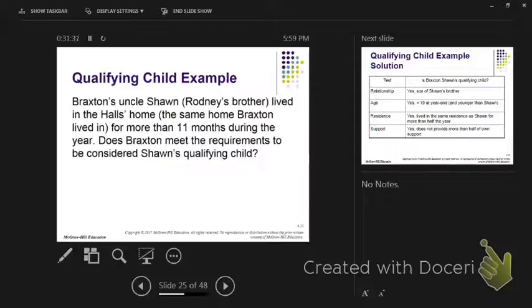Okay, so Braxton's uncle Sean, which is Rodney's brother, Rodney is Braxton's dad, right? Lived in their house. They said the Halls, but it's their house. The same home that Braxton lived in. He lived there for more than 12 months. Can Braxton meet the requirements to be Sean's qualifying child? So basically everybody's living in the same house is what it comes out to be. Can Braxton be Sean's, his uncle's, qualifying child, even though his dad's in the house?